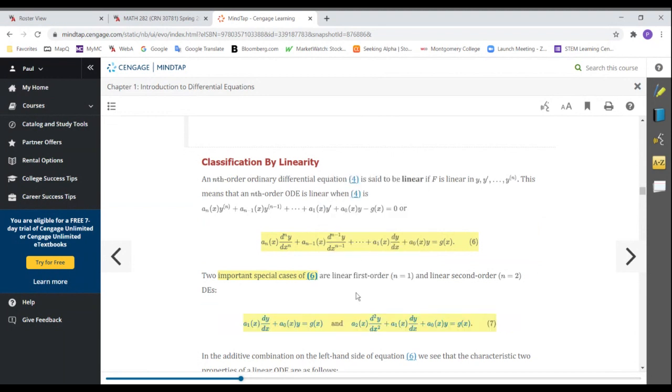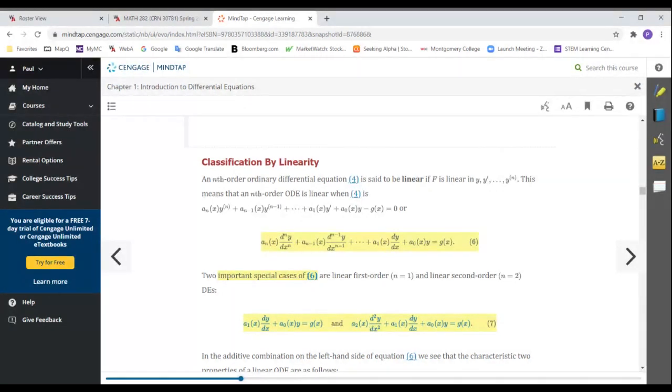Two important cases of a linear differential equation that they show here: you have a first order differential equation on the left, where the number 7 is in parentheses. On the left, you have a first derivative, so it's a first order differential equation. On the right, you have a second derivative, the highest derivative, so that's a second order differential equation. But they are linear differential equations because they match this form.